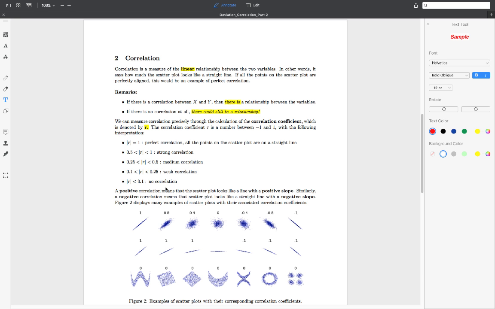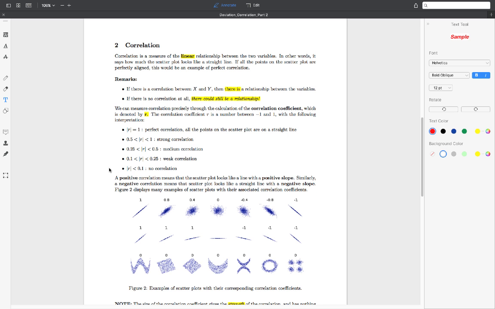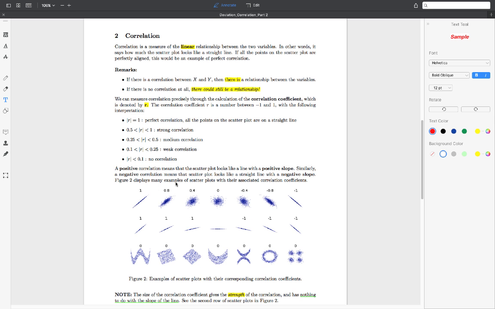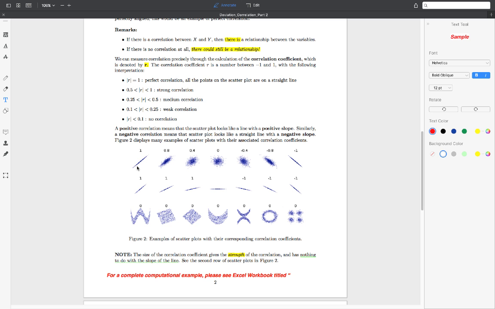A positive correlation means that the scatter plot looks like a line with a positive slope. Similarly, a negative correlation means the scatter plot looks like a straight line with a negative slope. And we'll see some examples of that. These figures, stolen from Wikipedia, display many examples of scatter plots with their associated correlation coefficients. So you notice that this right here has a perfect correlation.